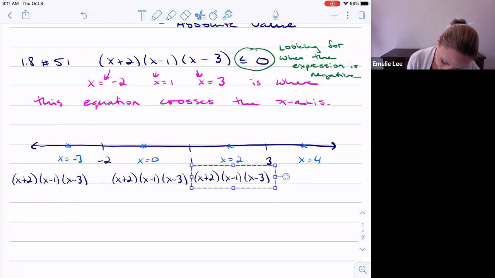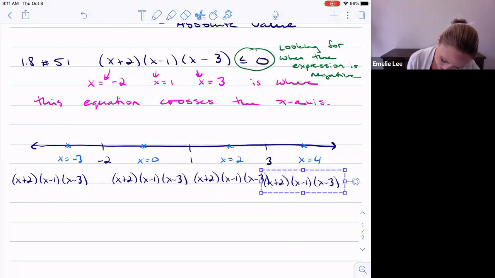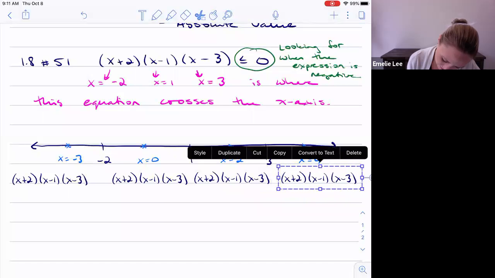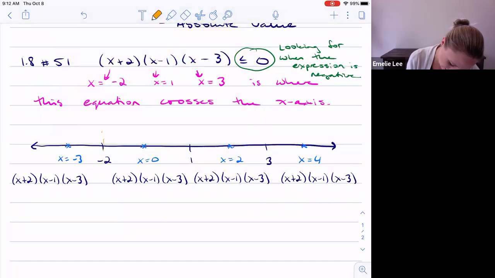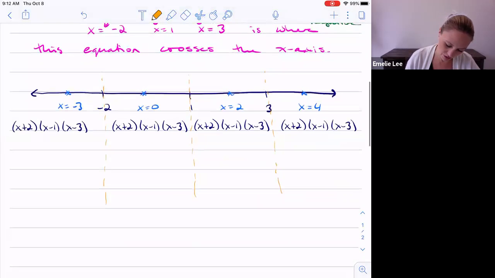paste, and paste. And just to help myself mostly, I'll separate these regions so I can keep track of which region is which.